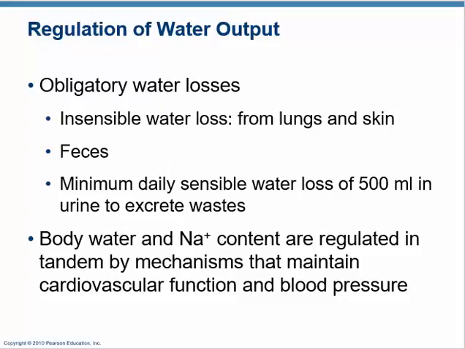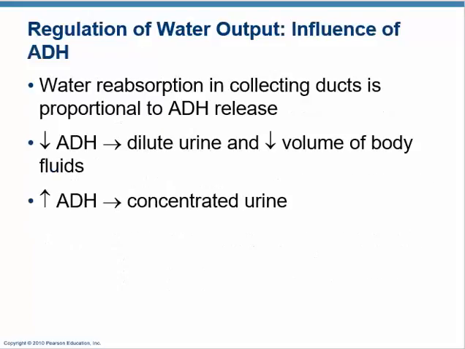Body water and sodium content are regulated together, and it's all about blood pressure. And really the function of the cardiovascular system, but it's blood pressure. And it is hormonally controlled. So we're going to talk about the hormones. The first hormone is antidiuretic hormone. Antidiuretic hormone is just what it sounds like. Anti, against, dia, through, urine. So against passing urine.